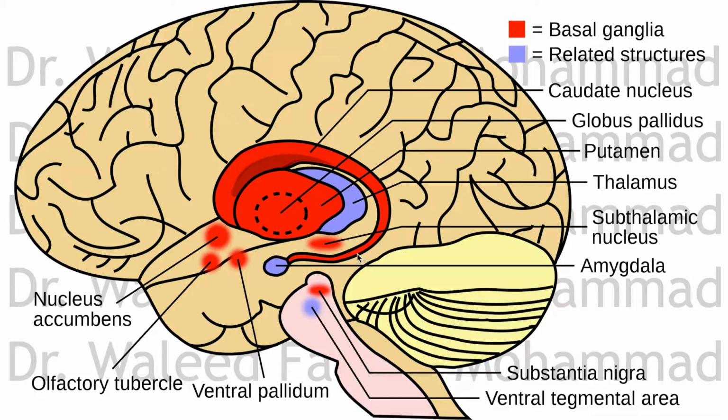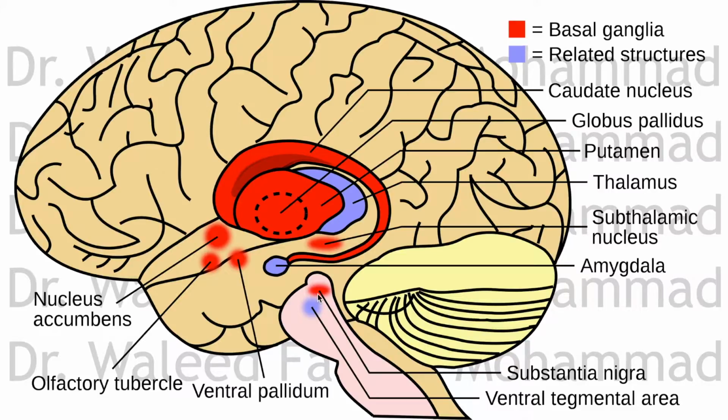This is a picture showing the site of the basal ganglia. This is the caudate nucleus. See, it has a head and a body in the lateral ventricle, superior horn, and the tail in the inferior horn of the lateral ventricle that ends in the amygdaloid nucleus. It was thought before that the amygdaloid nucleus is part of the basal ganglia, but it's not. It's rather connected to the basal ganglia.